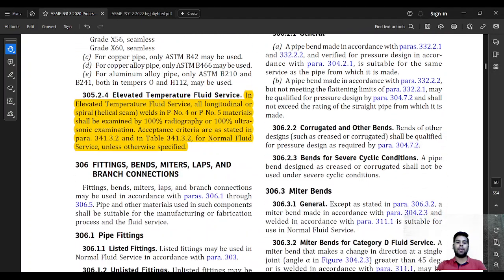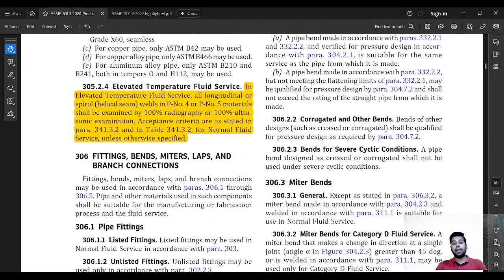A1B. Elevated temperature services. In elevated temperature fluid service, all longitudinal and spiral welds in P number 4 or P number 5 materials shall be examined by 100% radiography or 100% ultrasonic examination. Acceptance criteria are stated in paragraph 341.3.2 and table 341.3.2. So, if you have elevated services and a longitudinal weld seam or a helical weld seam, then both of these weld seams are going to be 100% radiographed or 100% ultrasonically tested. Acceptance criteria are given there.